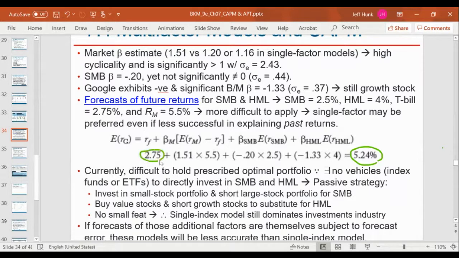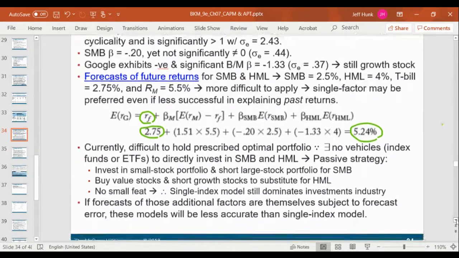Think about it, the risk-free rate is 2.75, that means Google's risk premium would be about 2 point something as well, 2.5 or something like that.